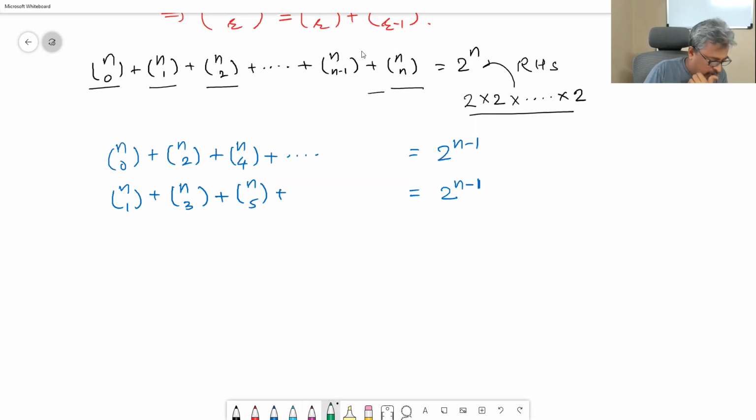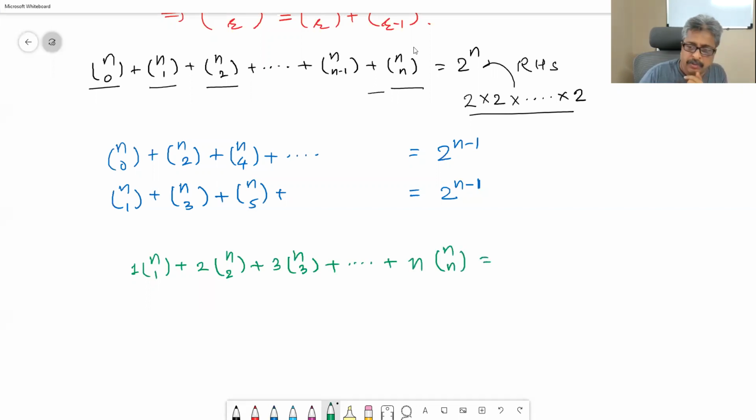1 into n choose 1 plus 2 into n choose 2 plus 3 into n choose 3 plus dot dot dot plus n into n choose n is equal to n into 2 raised to n minus 1. Prove this identity in at least two different ways: one combinatorial way, one algebraic way.